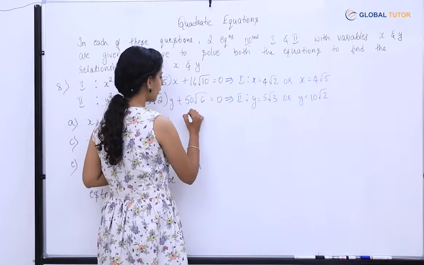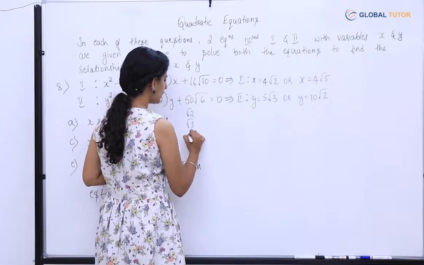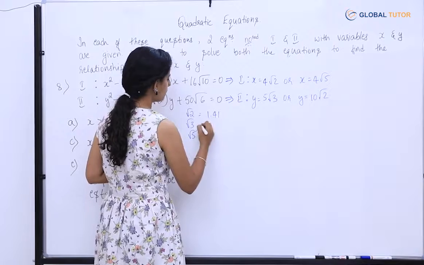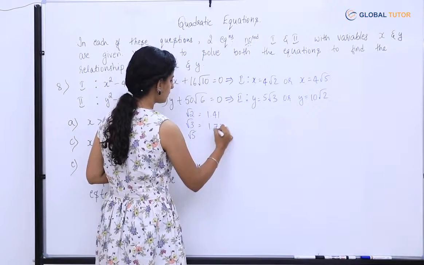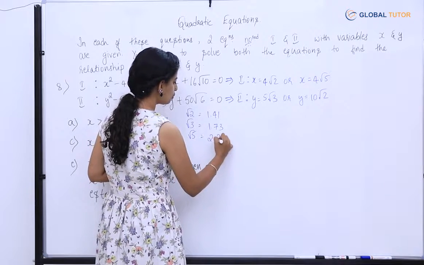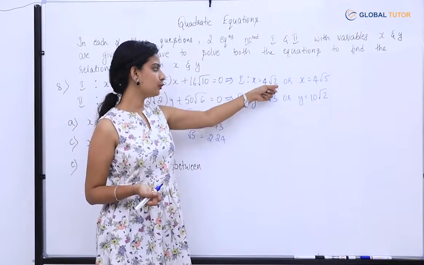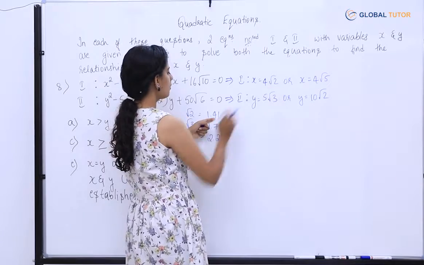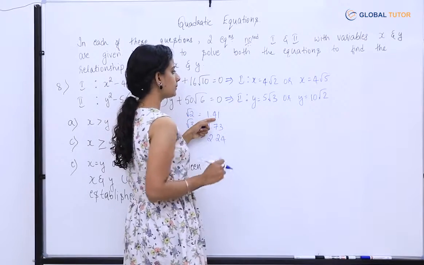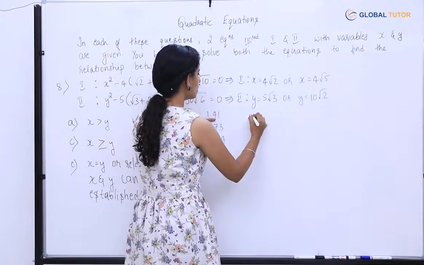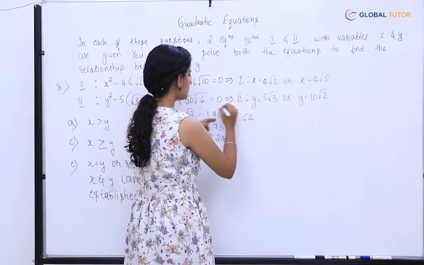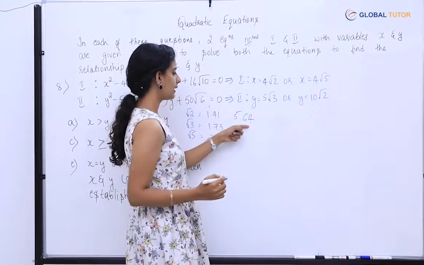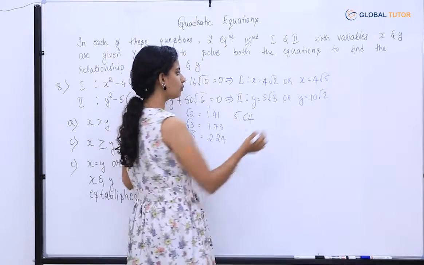We also know the value of root 2, root 3 and root 5. Root 2 is 1.41, root 3 is 1.73, root 5 is 2.24. We will replace the value of root 2 and multiply it with 4. So root 2 value is 1.41. So when I multiply it with 4, 4 ones 4, 4 4s 16, 4 ones 4, 4 plus 1, 5. So 4 root 2 value is 5.64.